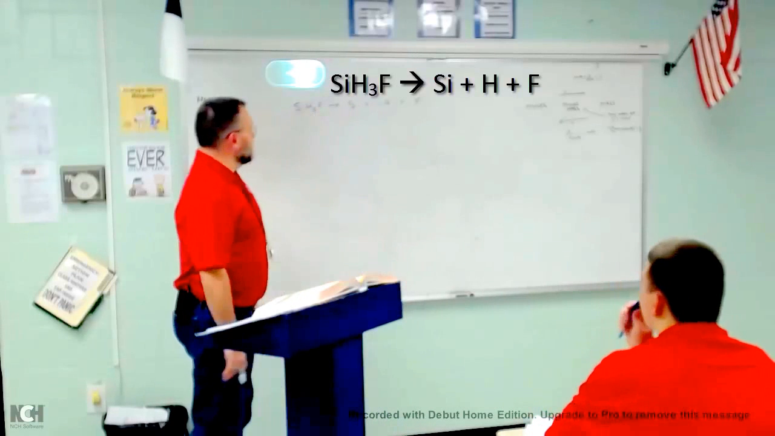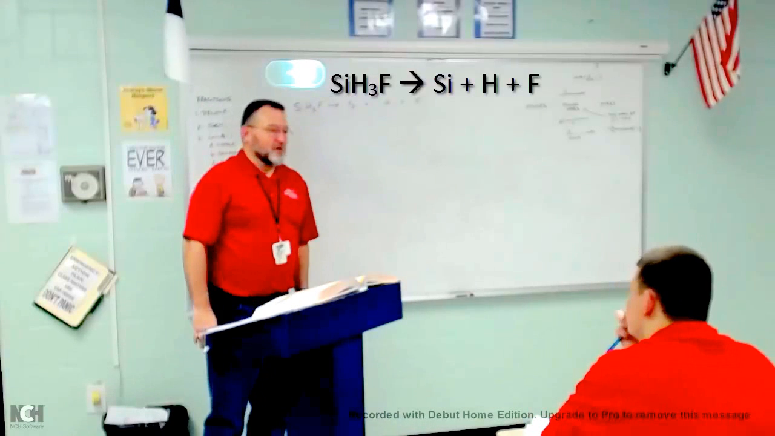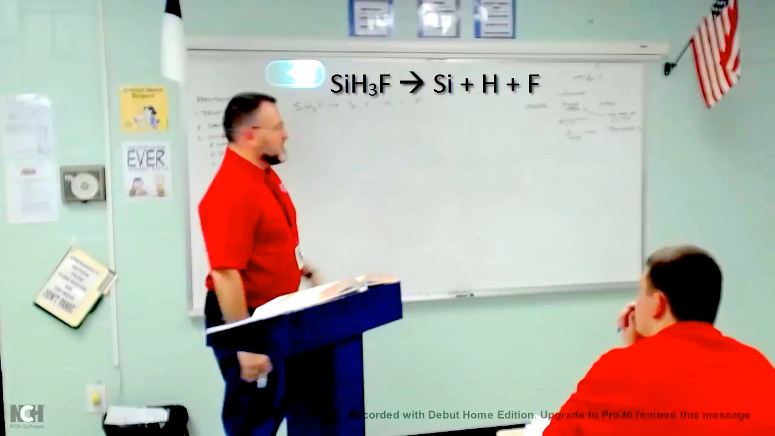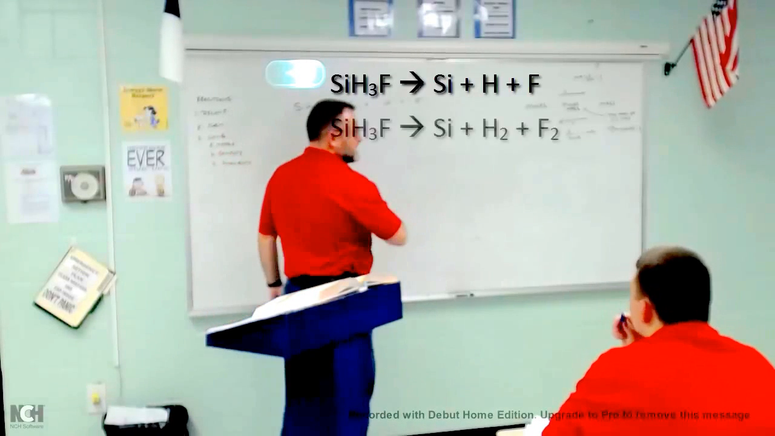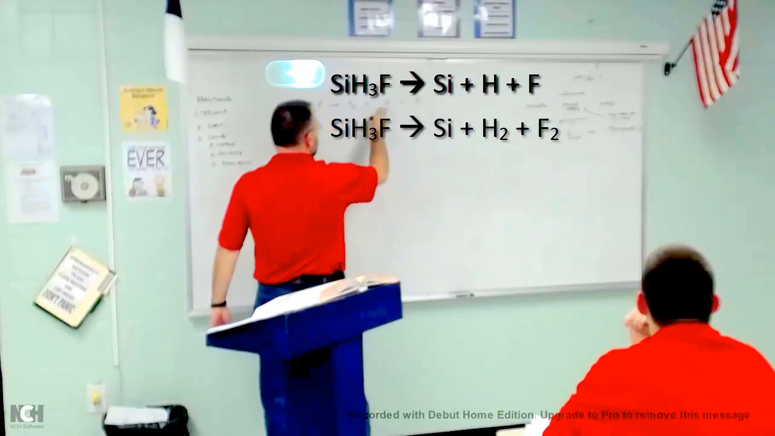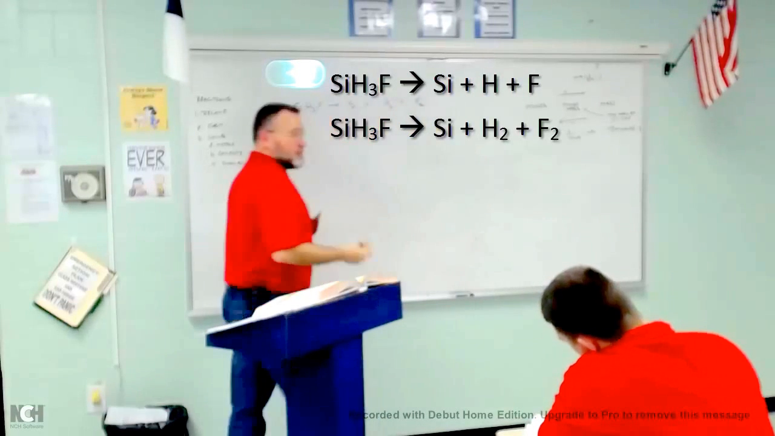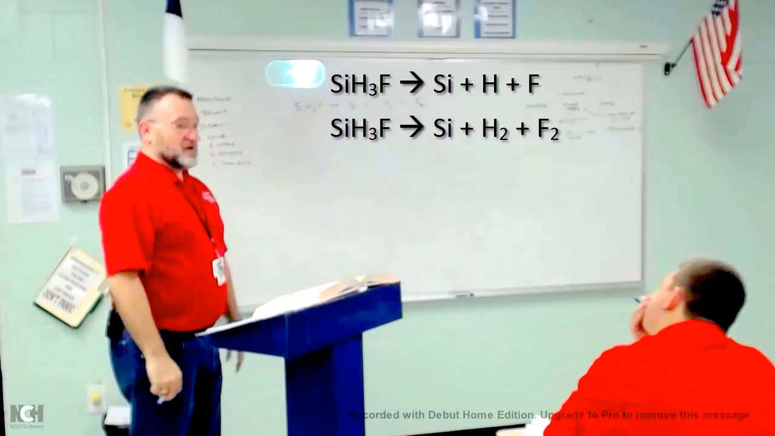Because we can do all the balancing we want, but then if we go, oh, but wait a minute, that's a 2, not a 1, it throws the balancing off. So we look, is silicon a homonuclear diatomic? No. Hydrogen? Fluorine? Okay, so now we have our homonuclear diatomics. Now we can start going through and balancing it.